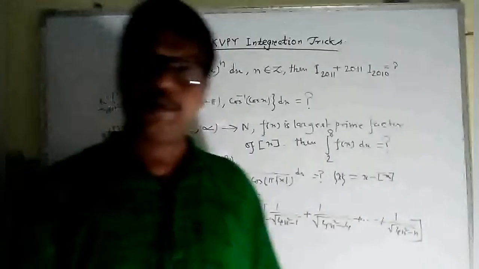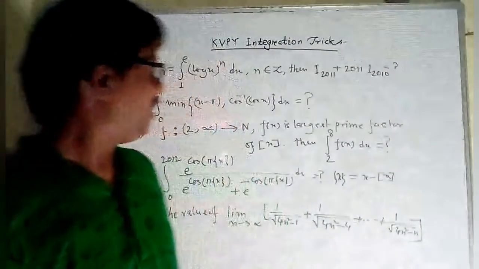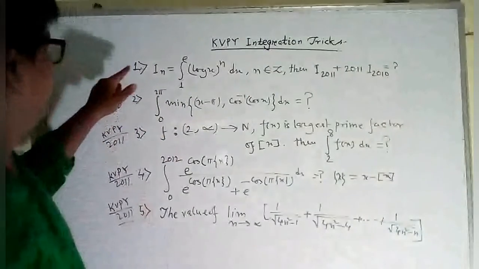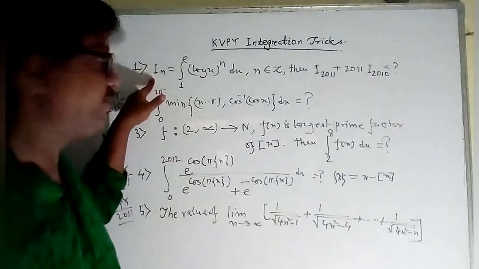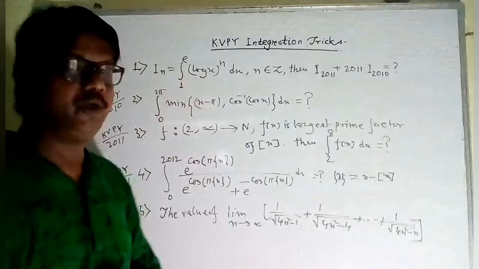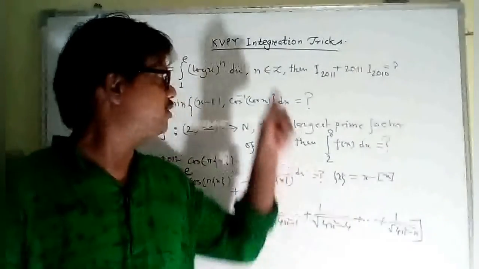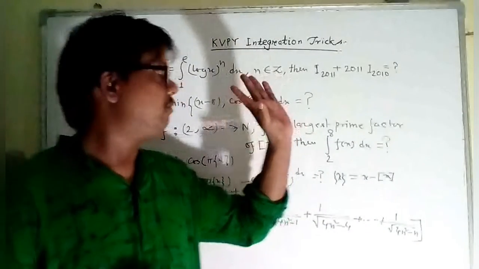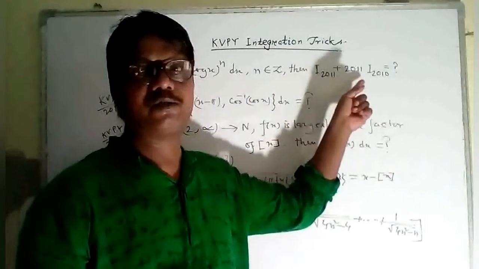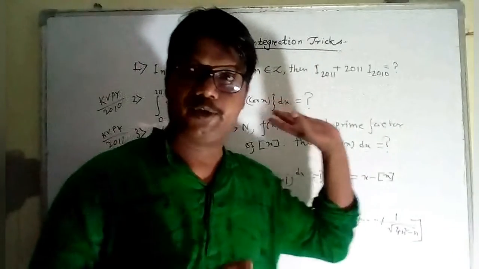Made some integration tricks which are very useful for the KVPY exam. First, question number one: if I_n equals the integral from 1 to e of (log x) to the power n dx, where n belongs to the integers, then find the value of I_2011 plus 2011 I_2010. What will be this value?